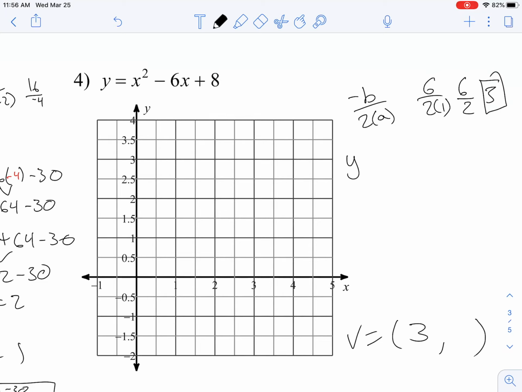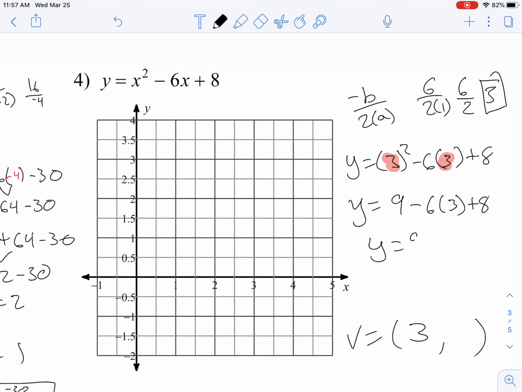which means now I know what I can plug in for x. I can plug in a 3. Three squared is 9. Negative 6 times 3 is negative 18. 9 minus 18 is negative 9 plus 8. And negative 9 plus 8 is a negative 1. So when I plugged in a 3, I got out a negative 1.